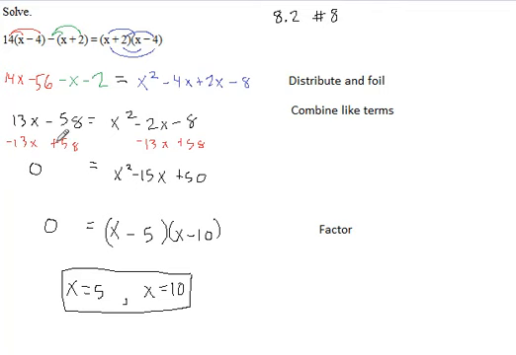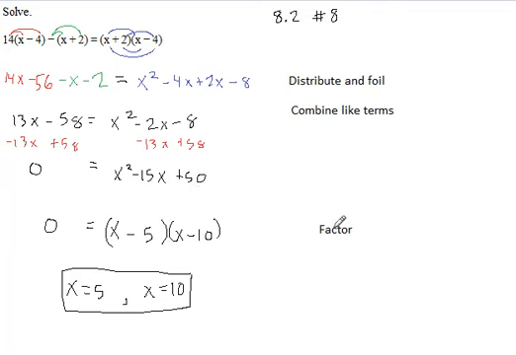Then my next step was to move everything to one side so that it's just equal to 0. So on the left side here, I subtracted 13x, and I added 58 from the left side, and also did it over here on the right side. Once I did that, I got 0 on the left side, and negative 2x plus negative 13x is negative 15x. Negative 8 plus 58 is 50.